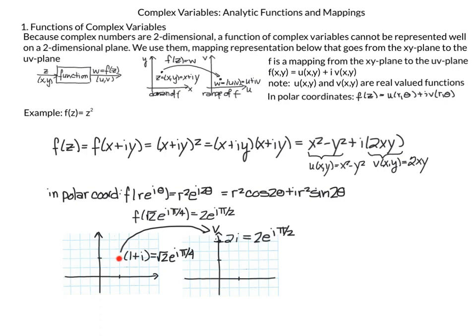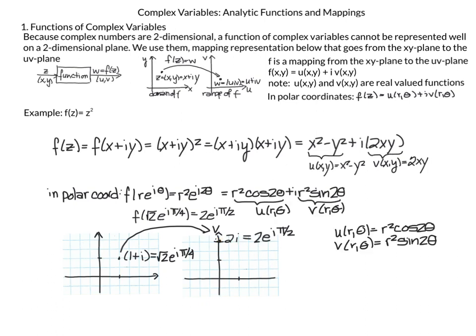So I'm representing this point, square root of 2 e to the i pi over 4, gets mapped to 2e to the i pi over 2. And 2e to the i pi over 2, you can see, is exactly the 2i that we had in our previous work when we were looking at the x plus iy representation. Our radius is 2 and our angle is pi over 2.